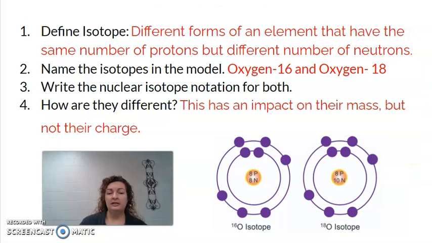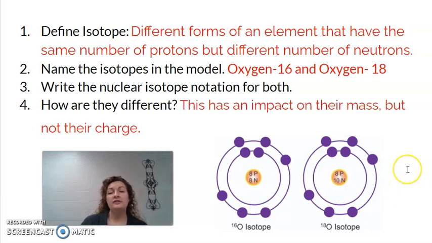So if I'm looking at this, these are two different forms of oxygen. They have the same number of protons, which means they're the same element, oxygen. But what's different about them is their number of neutrons. So this one has 8 neutrons and this one has 10 neutrons. Because they are a different number of neutrons, we call them isotopes of each other, okay? So same protons, different neutrons is an isotope.